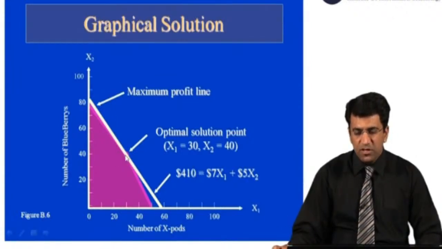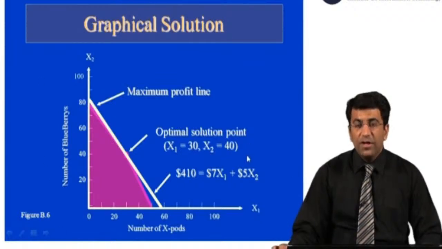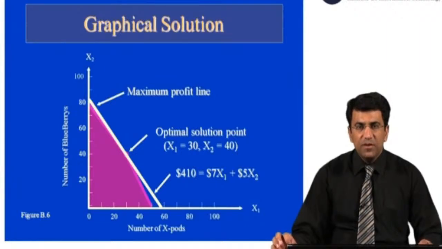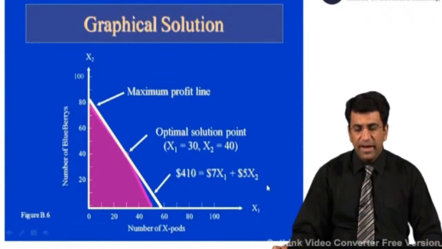And if we compare with respect to the graphs on x-axis and y-axis, we can see that the value of x-axis on this point is 30, and the value of y-axis on this point is 40. That is, our x1, which is on the x-axis, will be 30, and the value of x2, which is on the y-axis, will be 40. Now class, this is the point, or the decision variable values, which can maximize your profit. What it means is that if we are able to produce 30 units of x1 and 40 units of x2, then we will be able to maximize our profit.